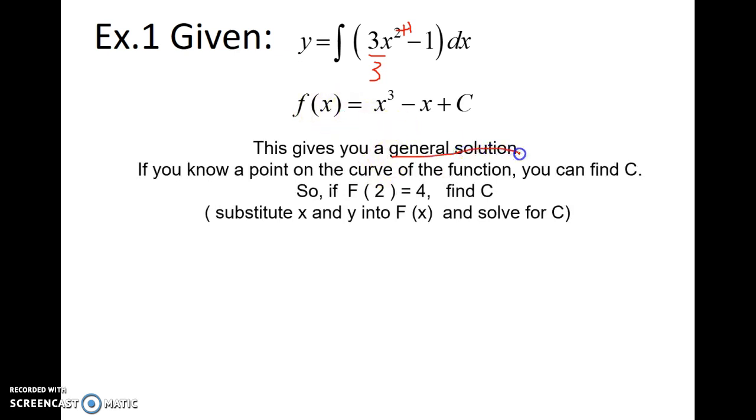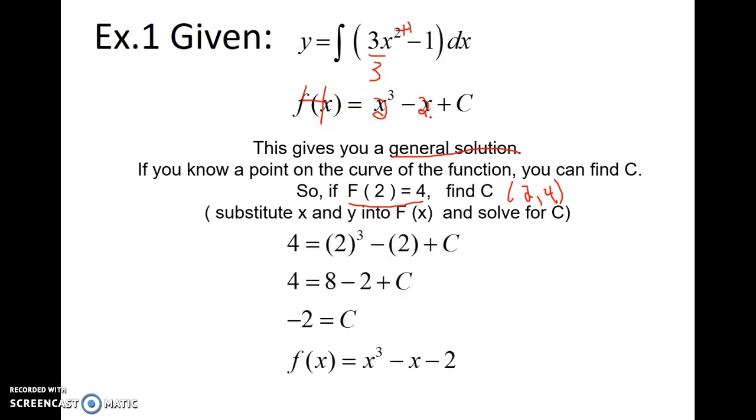We figured out the general solution, and now they're going to give us a coordinate or a point. They're saying when x is 2, it will equal 4. So the point is (2, 4). What we're going to do is set the function equal to 4 and plug in 2 for the x's, and then you can solve for C.